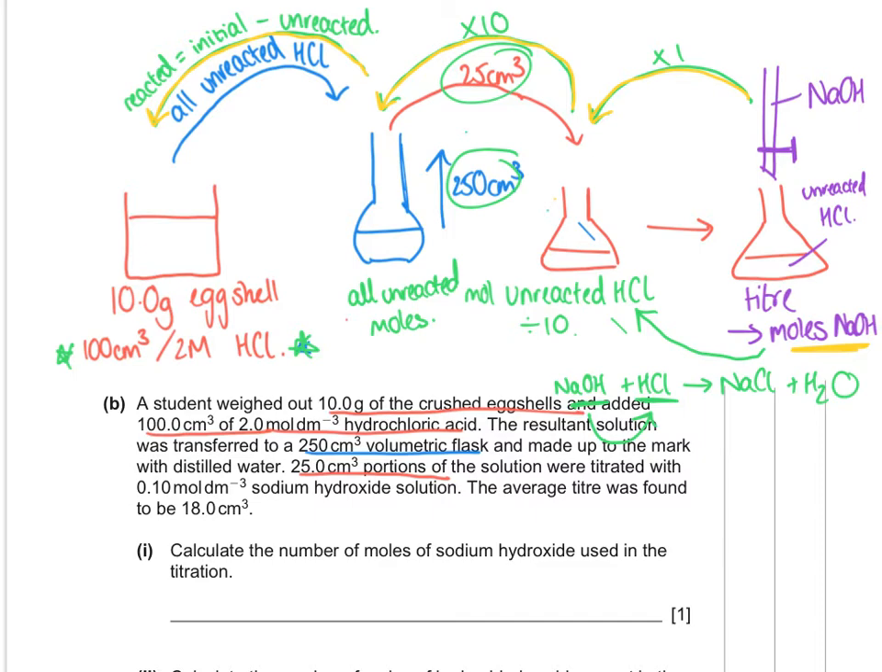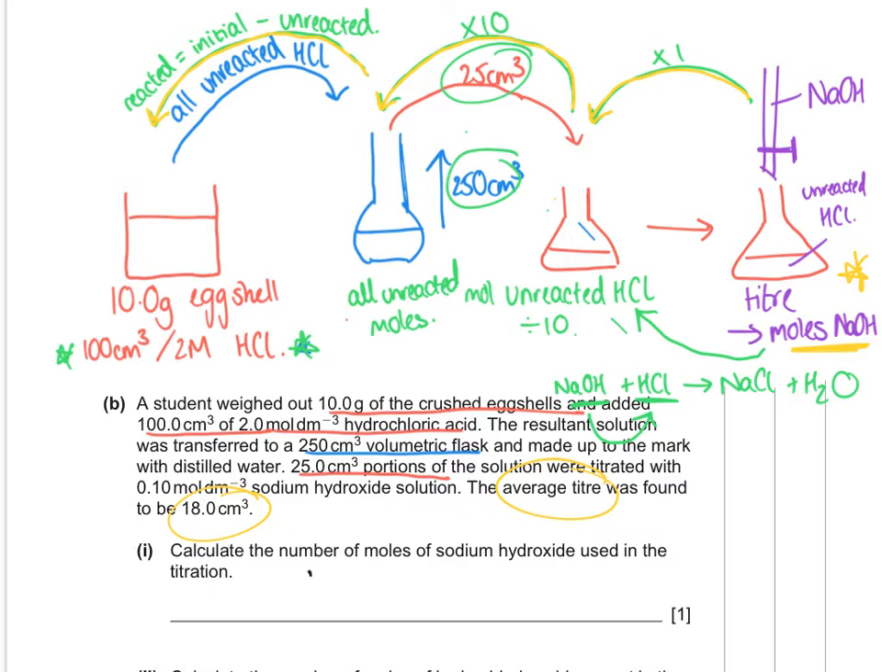So again, when we're doing our calculation, we're starting almost over at the right hand side here with the number of moles of sodium hydroxide, and we're working our way backwards. That's why it's called back titration. So the first part asks us to calculate the number of moles of sodium hydroxide used in the titration. So we really get that from our average titer. So the average titer was found to be 18 centimetres cubed.